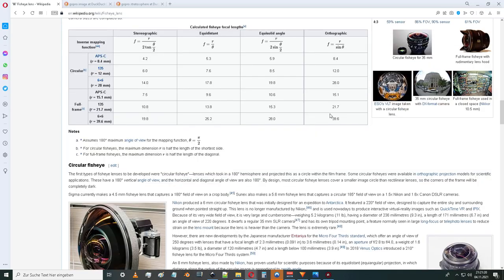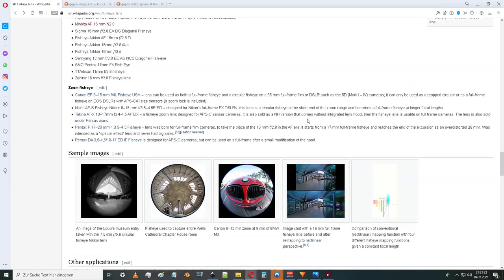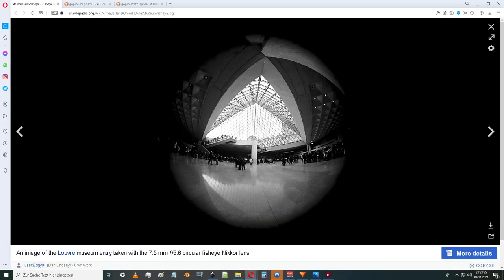Okay, so what can you show us? There is more wide angle footage.